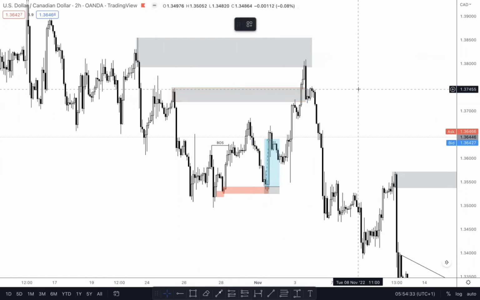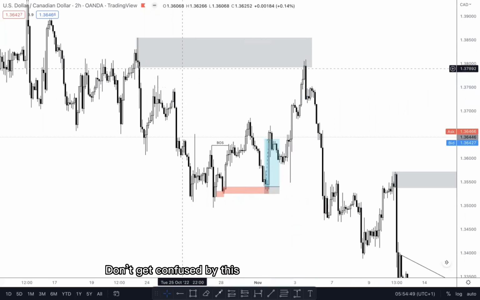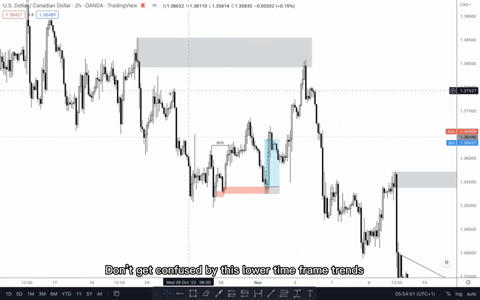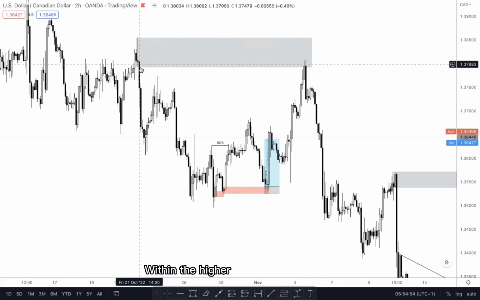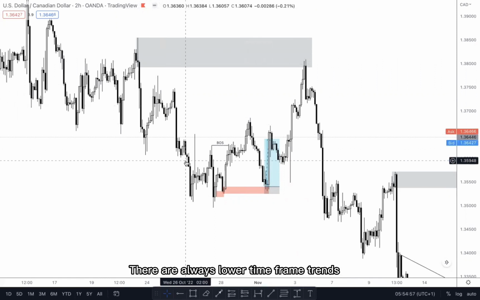So if you did that, you've already lost some money. I'm just trying to let you guys know what usually goes on sometimes in the market so that you will be able to make the right decisions and prevent a lot of losses for yourself. So don't get confused by these lower time frame trends, because within the higher time frame trends there are always lower time frame trends. Know the major higher level trends and the lower level trends, so you know how to navigate the chart, know where you're supposed to be entering the market, and know when you're supposed to be leaving the market.